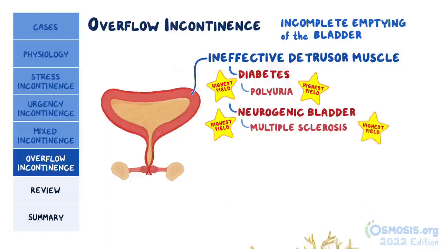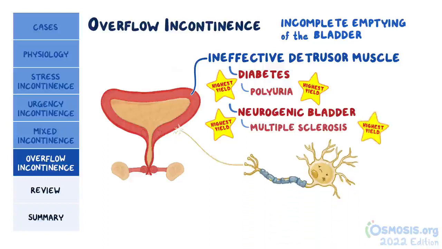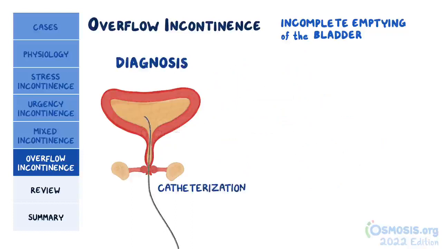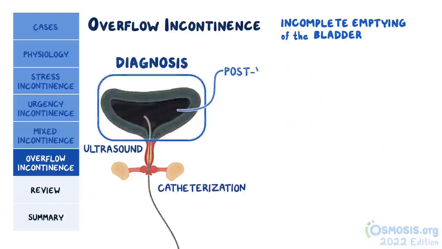In both cases, there's damage to the nerves that supply the bladder, so the signal for the contraction of the detrusor muscle may be weaker. As far as diagnosis goes, catheterization and ultrasound will show an increased post-void residual volume, which is the volume of urine retained in the bladder after a voluntary void.